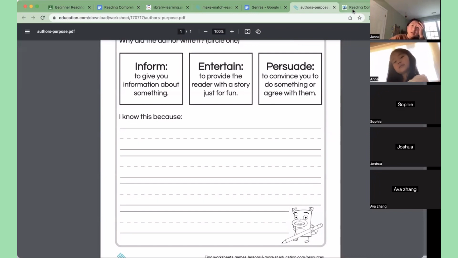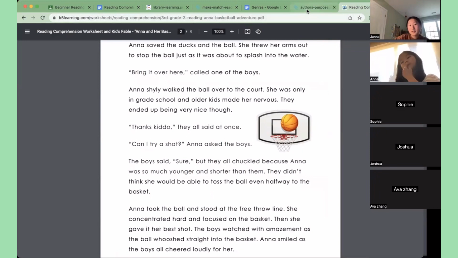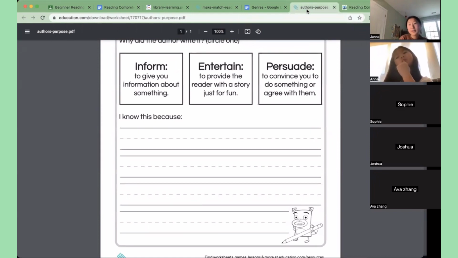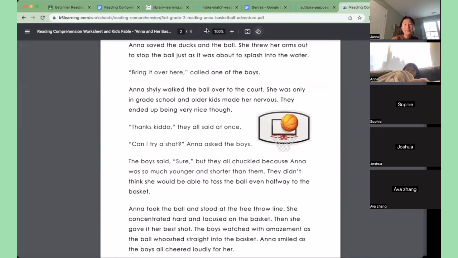Yeah, so Sophie, I think you said basketball is fun. That's not necessarily the reason. You have to think about what the author is thinking about, what the author is trying to do. So you could say the author was trying to write a fun story about basketball. But yes, Anna, you're right. The author isn't persuading you to do anything about basketball. It's not informing you about basketball with any facts or anything. So yeah, it's to entertain.